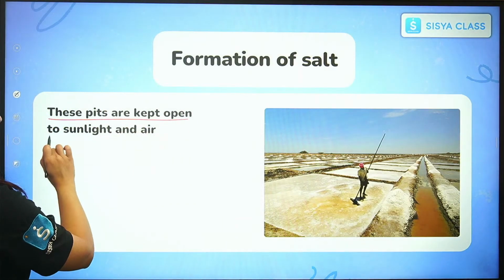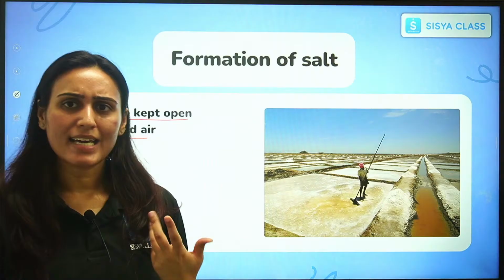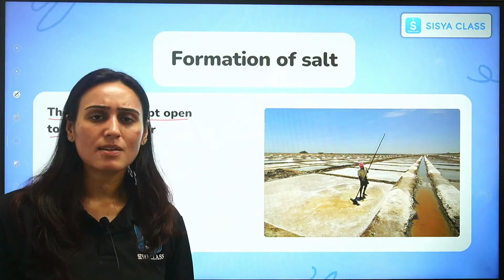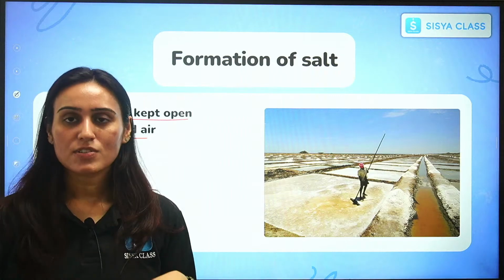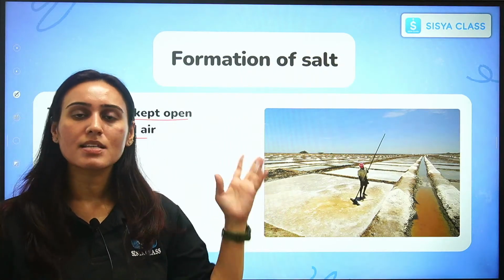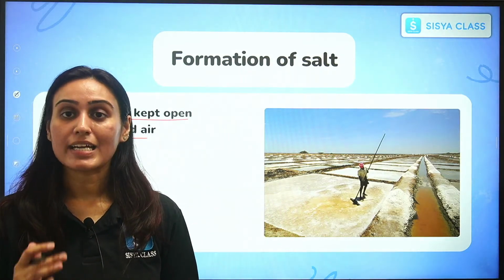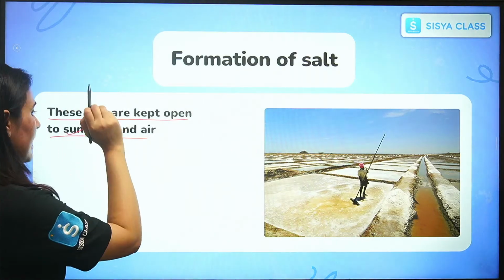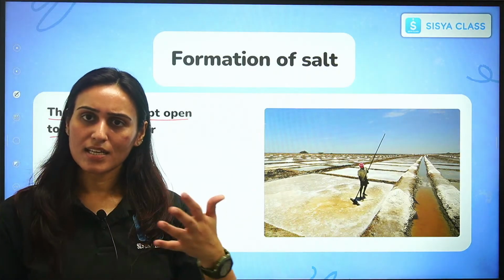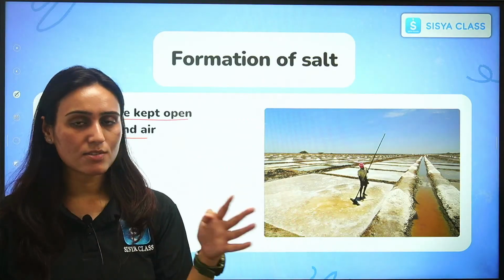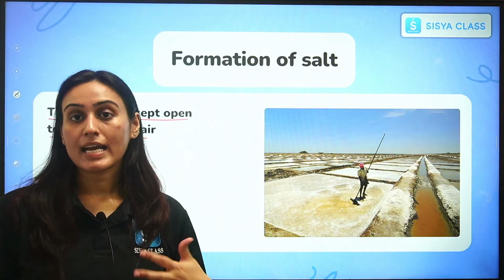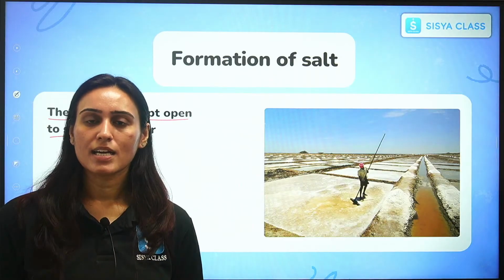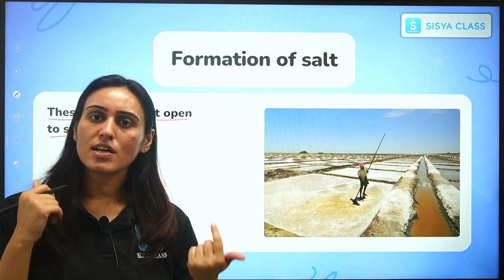These pits are kept open to sunlight and air. You don't have to do anything. You are not going to heat it. You are not going to assist the process. Nothing you have to do. You just have to prepare those shallow pits and pour seawater there. That is your only task. Rest everything will be done by sunlight and air. So there is no help needed for this process. What is the sunlight doing? It is heating up the water. What will happen on heating? It will evaporate. What is the wind doing? Wind is also helping the process.